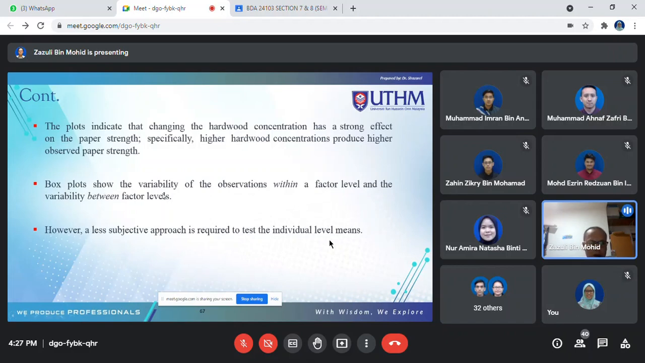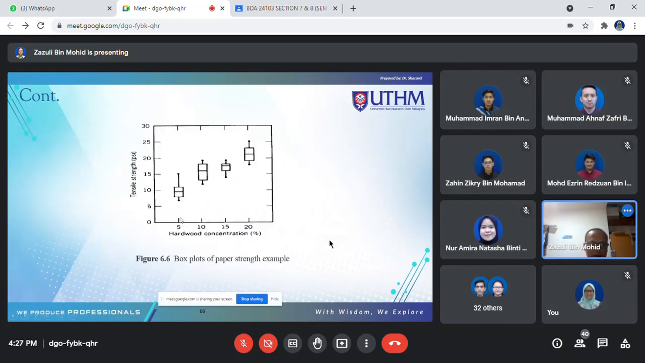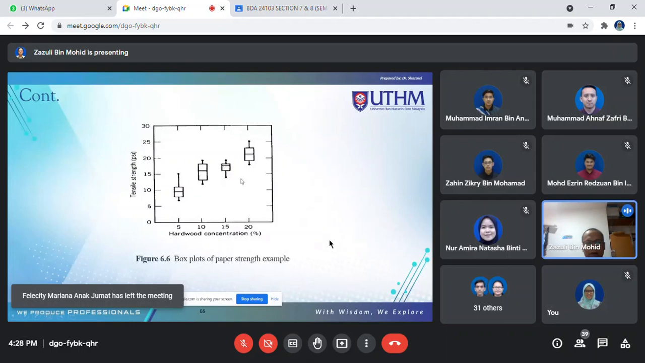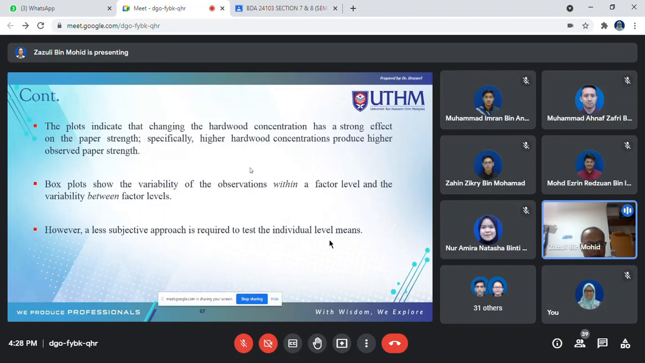Box plots show the variability of the observations within the factor level and the variability between factor levels. So we have a vector, and we also have the levels, and it already shows the relation within one level and also the relation between different levels. However, a less subjective approach is required to test the individual level means.